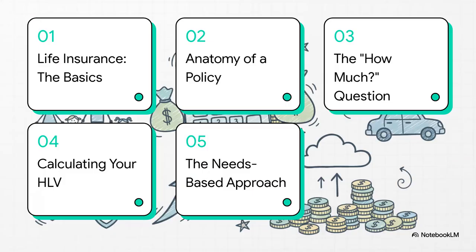Let's jump in. So, here's our game plan. We'll start with the absolute basics, just to make sure we're all on the same page. Then we'll dissect a policy and look at all its moving parts. After that, we're going to tackle the big one, the how much question, by digging into two really important ways to calculate it: the human life value method and then the needs based approach.